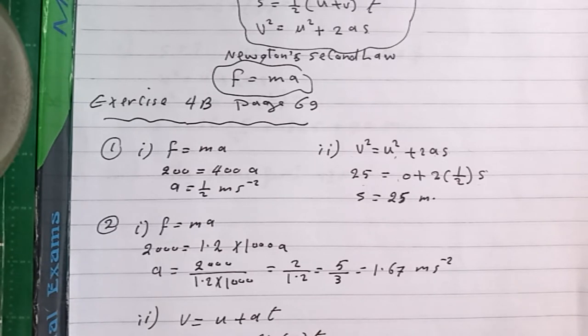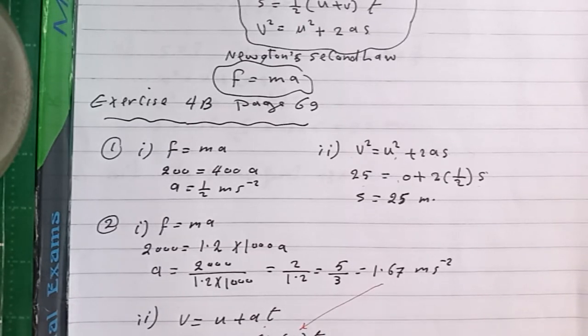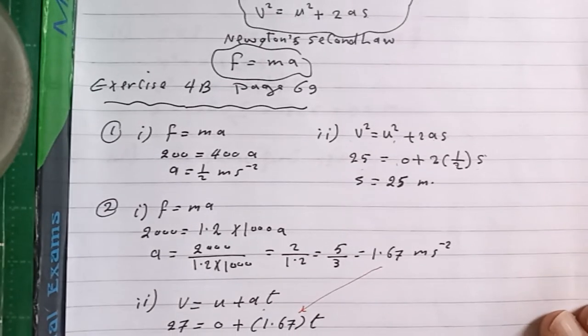Second part of the question, the time taken for the car to go from rest to 27, meaning U equals 0 and V equals 27. So we need to use the first equation, V equals U plus AT. The final velocity 27, the initial velocity 0, plus the acceleration 1.67 times T. So the time is 27 over 1.67, which is 16.2 seconds.